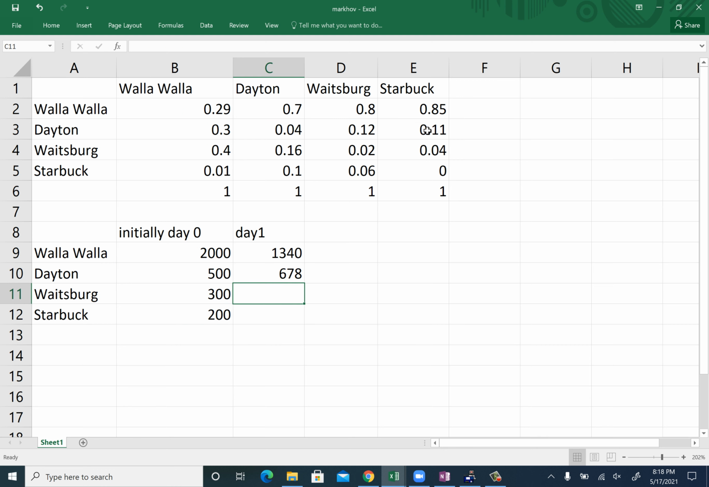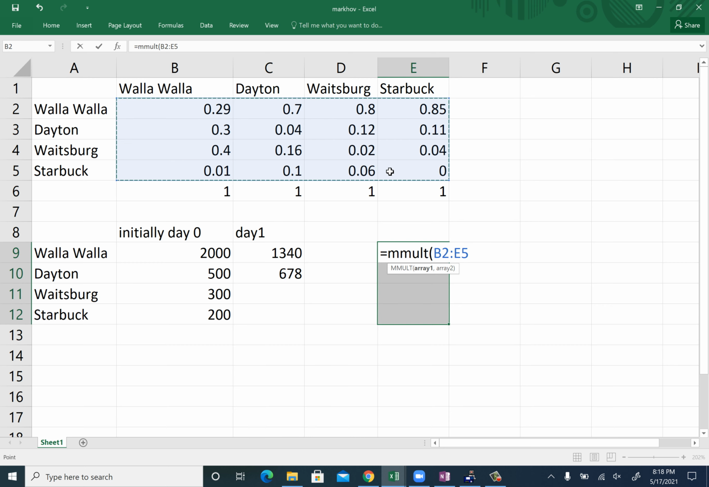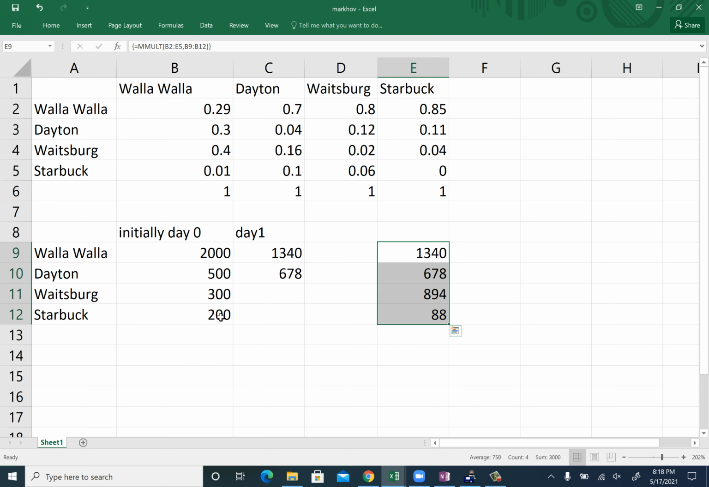Wait a minute, Jay. Aren't you literally just taking this matrix times this vector? Oh, you're right. I didn't think about that. So watch. O equals MMULT. Now this is what you can do in Excel if you like, because I'm already here, or you can use your calculator. I will show you the other way in the calculator as well. Close your parentheses and you must hit Control Shift Enter. Bam! And there you go.